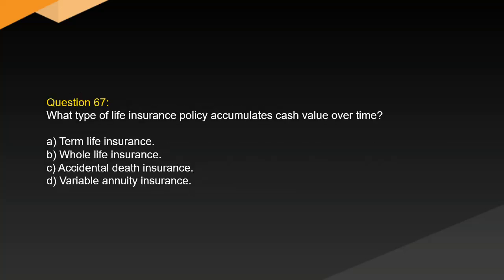Question 67. What type of life insurance policy accumulates cash value over time? A. Term life insurance. B. Whole life insurance. C. Accidental death insurance. D. Variable annuity insurance.